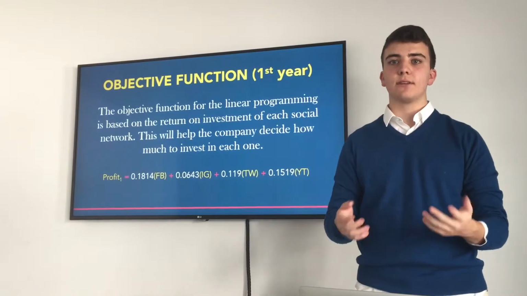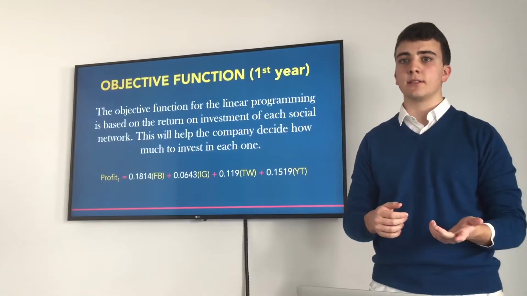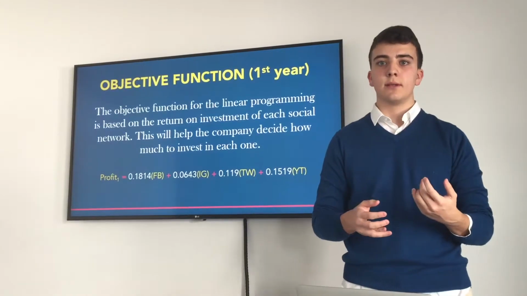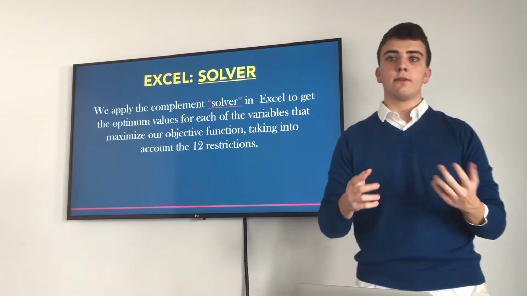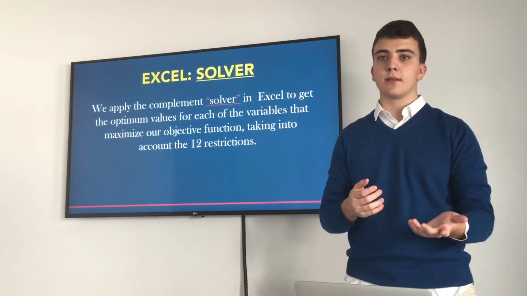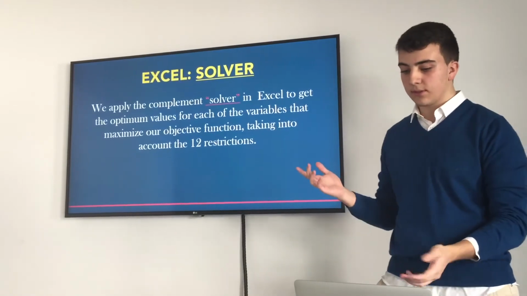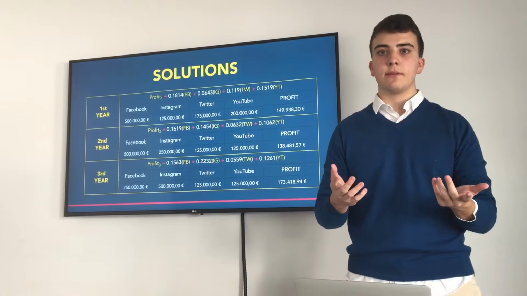The objective function of the first year is based on the return on investment we got in the first part of the exercise, times each one of the variables. We want to maximize the profit in this year. We use the Solver add-in in Excel to find the optimum values for each variable that maximize the objective function, taking into account the 12 restrictions. And now we have the best distribution of the budget for each year.